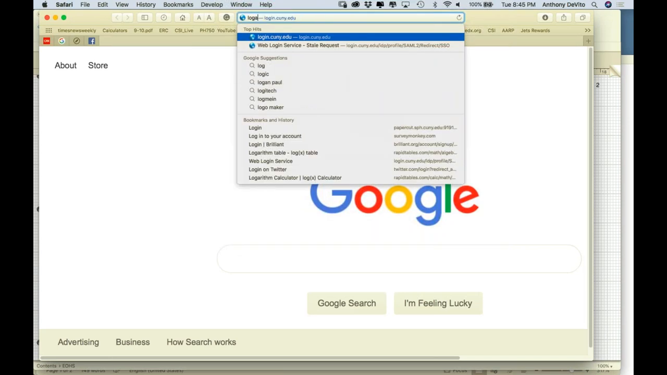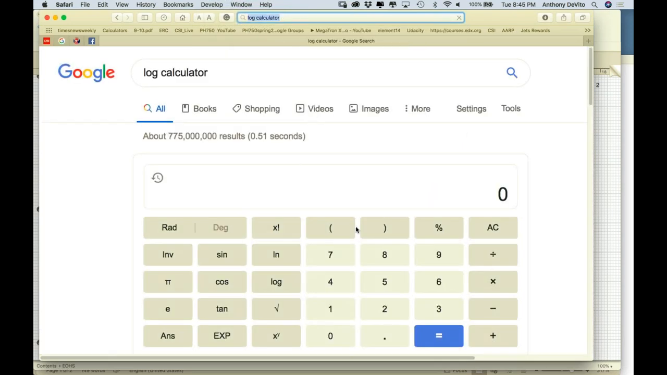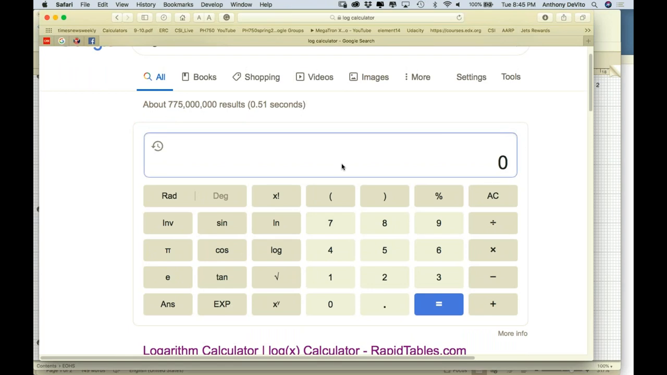Or another way I could do this is just go online. I think I gave you this. Here's a log calculator. What did I say, 193? So the logarithm of 193. I think this is what's called reverse Polish notation. I have to do the function first. Yeah. The logarithm of 193 is 2.28.